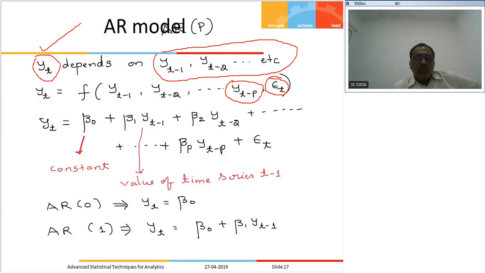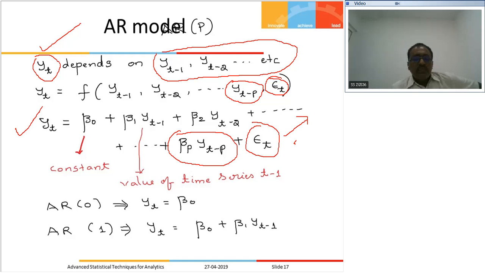We can write this AR model as yt equal to beta naught plus beta 1 yt minus 1 plus beta 2 yt minus 2 plus, and so on, up to beta p yt minus p, plus epsilon t, which is the error in modeling. Right? This is what we tried. Now, if you recollect whatever we did in the case of the simple moving average model.